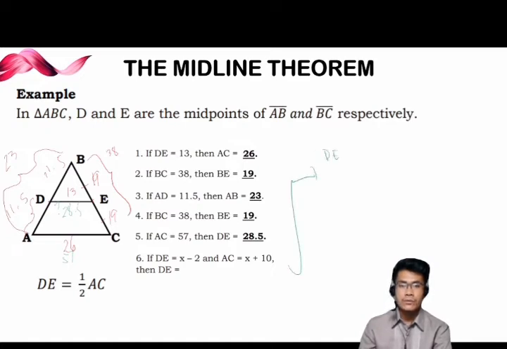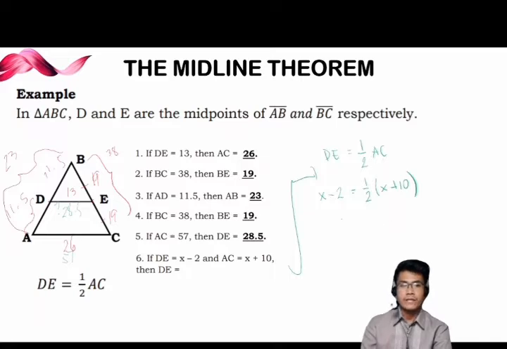DE is equal to 1/2 of AC. Now, all we have to do is substitute the measurements or expressions that refer to the following sides or segments. DE is equal to x minus 2. Okay, substitute lang natin. And then 1/2 times the quantity of AC is equal to x plus 10. So, let's substitute x plus 10 for AC. Okay, substitute to AC.